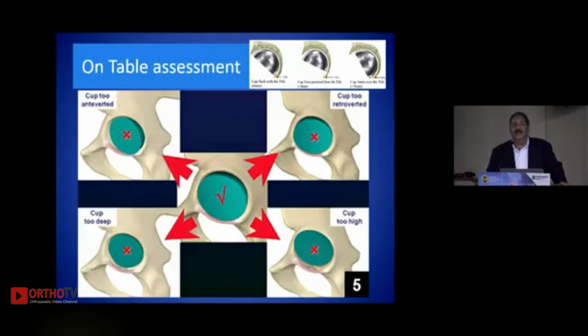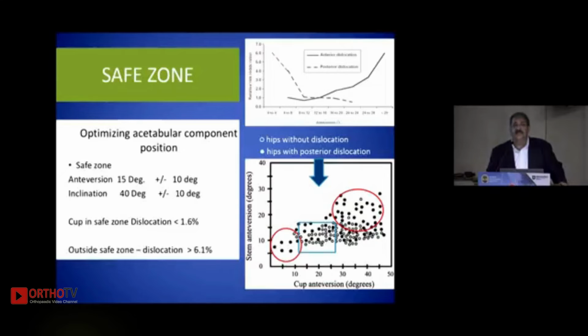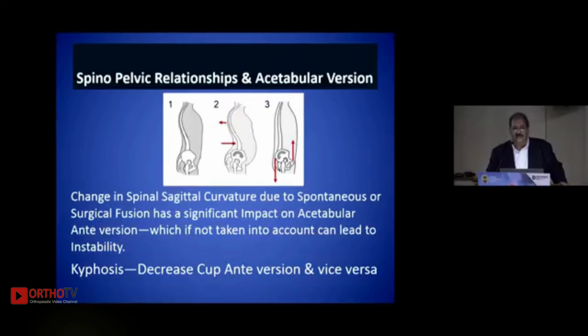So on-table assessment is easy if you use the TAL as your reference point, whether the cup is anteverted or retroverted, too high or too low. So robotics is not exactly a key here. The safe zone, as propagated in literature, is quite crucial in avoiding dislocation, whether it's anterior or posterior, and this is something which we have to all adhere to.